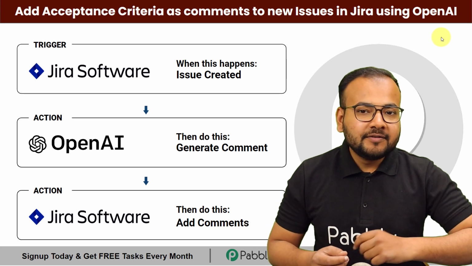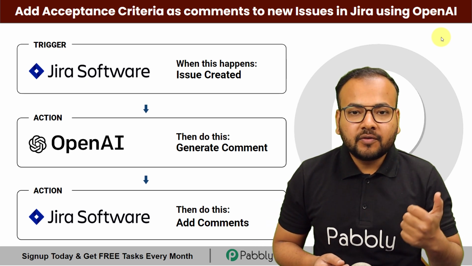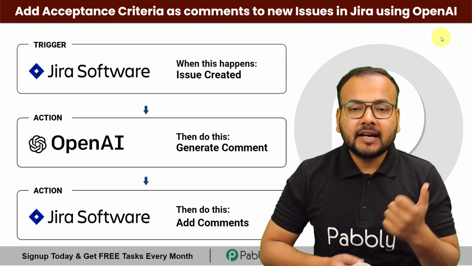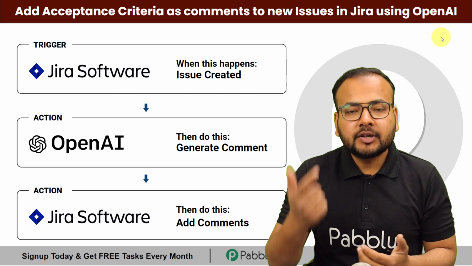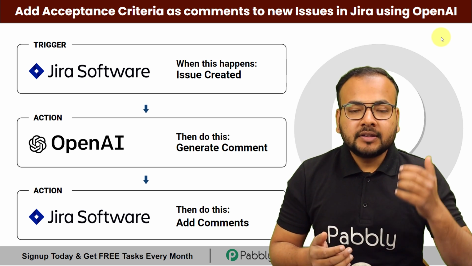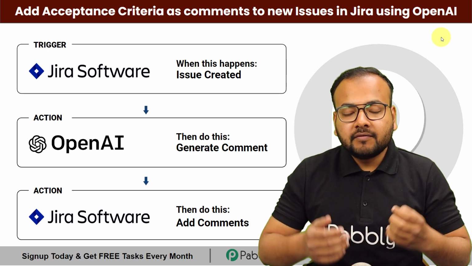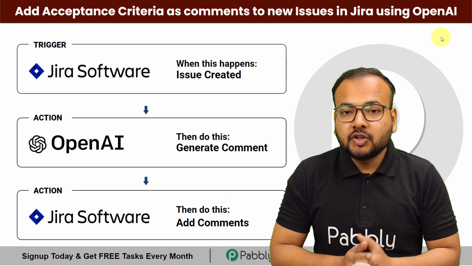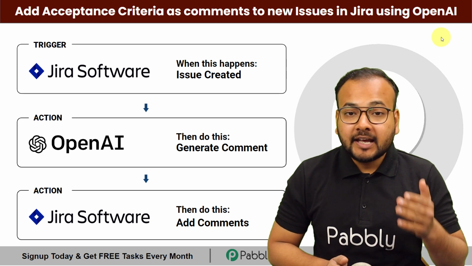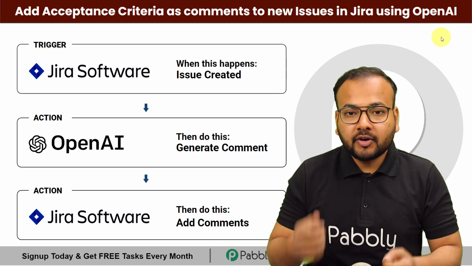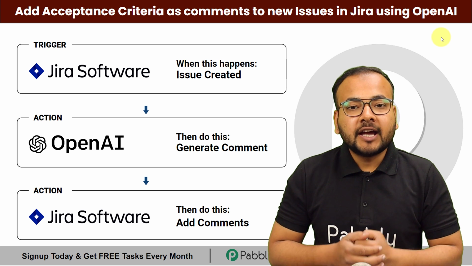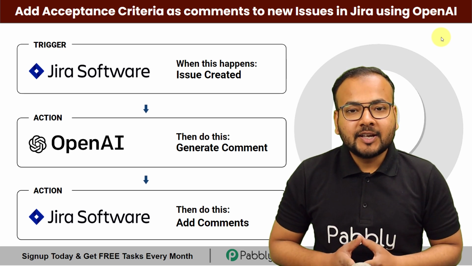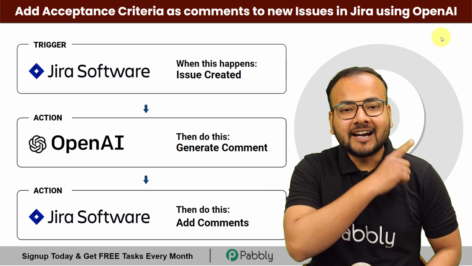So here we are going to use an automation workflow in which we are going to connect Jira and OpenAI together in such a way that whenever there is a new issue or user story created in Jira, the acceptance criteria will be generated using OpenAI and will be added as the comments automatically. You do not have to do it manually. And guys, this is going to save a lot of your time and manual efforts. And we are going to set up this workflow without any coding, just by few clicks. So without any further ado, let's start.